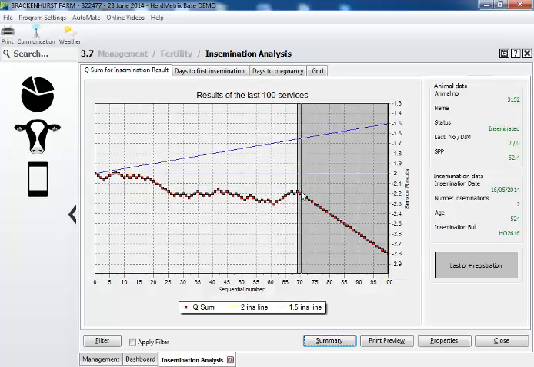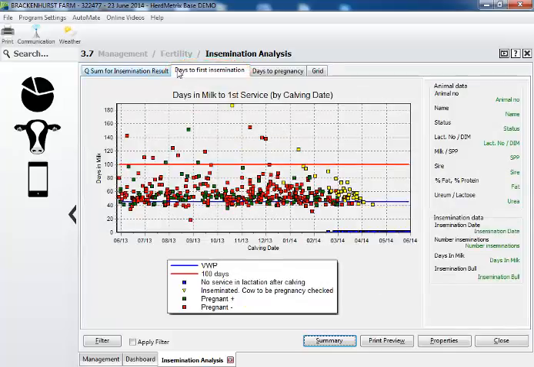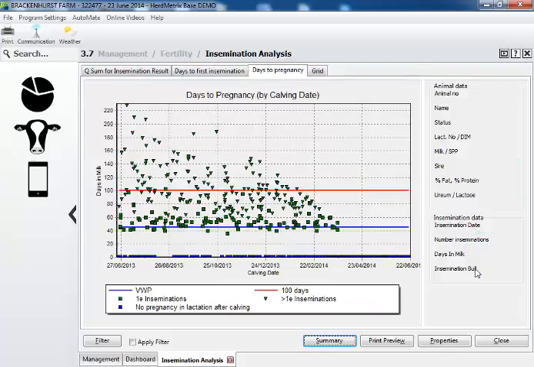The line going down is basically the date of our last PD session. So the only results we know since then are where we've served cows again. We're also able to look at days to first insemination and days to pregnancy.